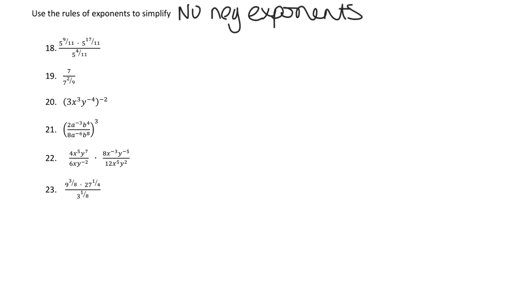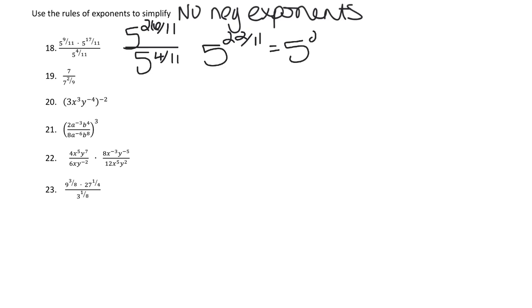So we have 5 to the 9/11ths times 5 to the 7/11ths. The denominators are the same, so we're going to add 9 plus 7, which is 16. So that's 5 to the 16/11ths over 5 to the 4/11ths. And that's 5 to the 12/11ths when I subtract my exponents. And you should be reducing the fraction when it can be. So that's 5 squared, which is 25.